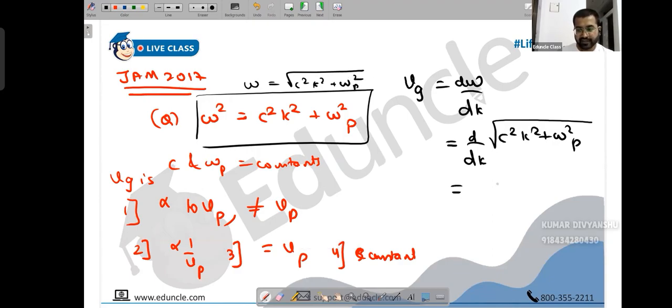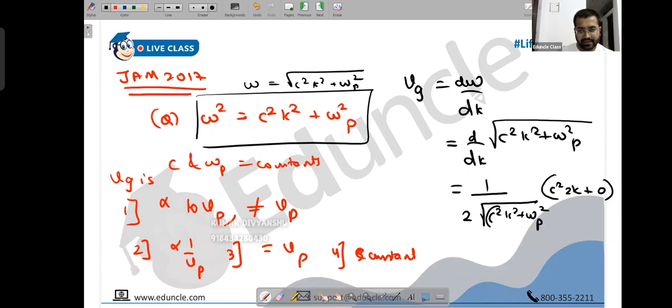Omega p square, whatever. It's constant anyway. So the derivative of root x is 1 by 2 root x. Okay. And then you have to differentiate the bracket. So if I differentiate this, c square is constant, the derivative of k square is 2k, omega p is constant, they have mentioned, so the derivative of a constant is 0.